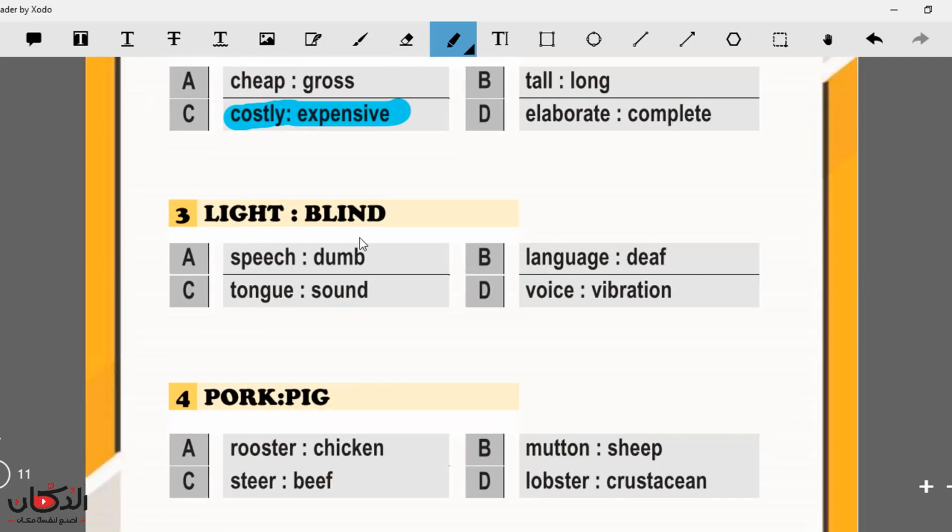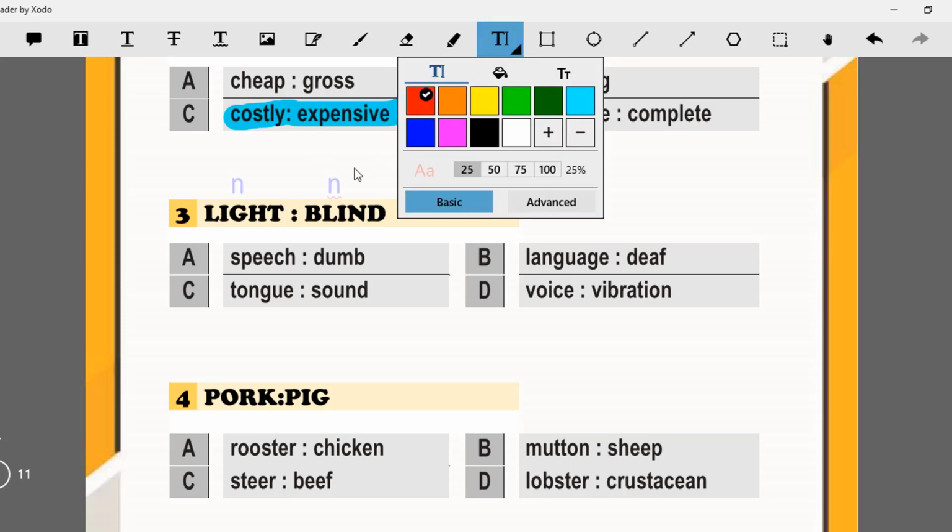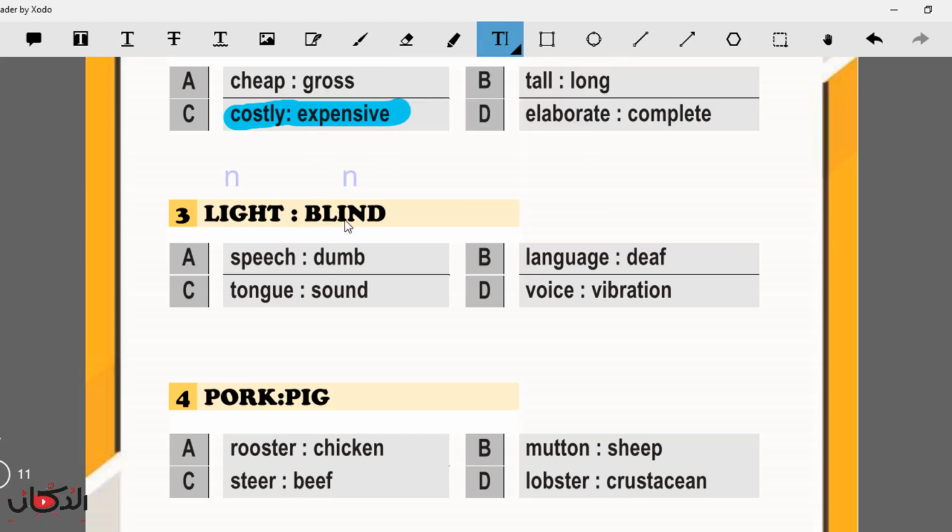3, light, blind. Light is a noun, and blind is also a noun, but a noun for a man who is blind. So what can we choose here? A blind man cannot see the light. Try to think. A deaf? Maybe, but the closest meaning here is speech and dumb. Someone who is dumb cannot talk.